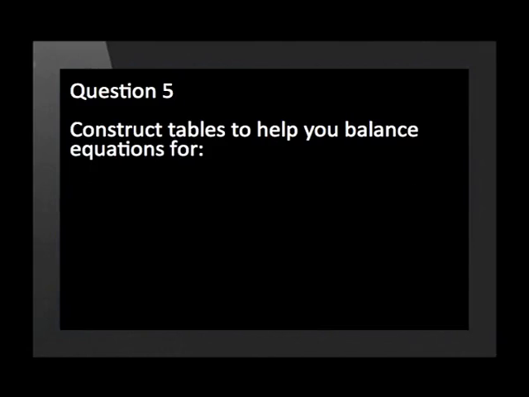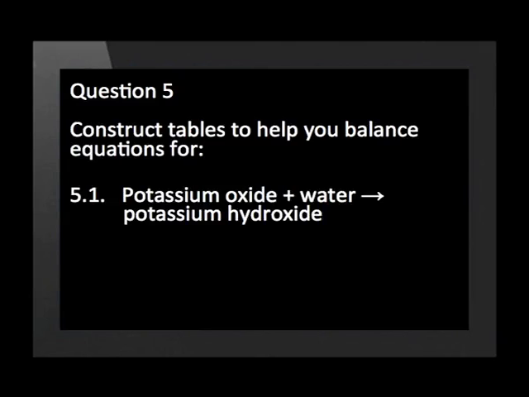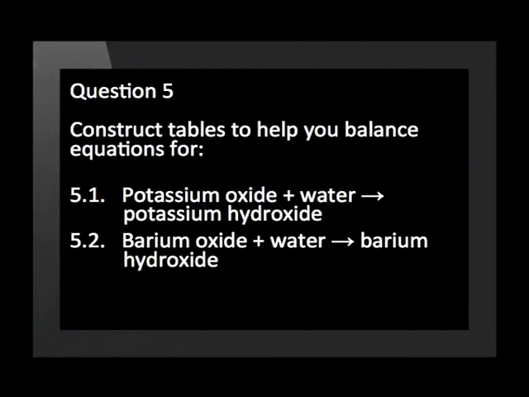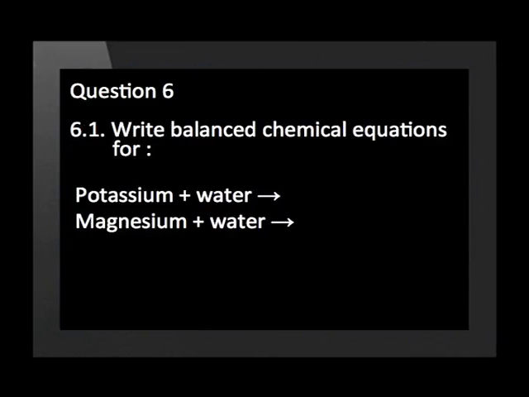Question 5. Use tables to help you balance the chemical equation of the reaction of potassium oxide and water to form potassium hydroxide and barium oxide with water to form barium hydroxide. Question 6. Write balanced chemical equations for the reaction of potassium with water to form potassium hydroxide and the reaction of magnesium with hot water to form magnesium hydroxide.